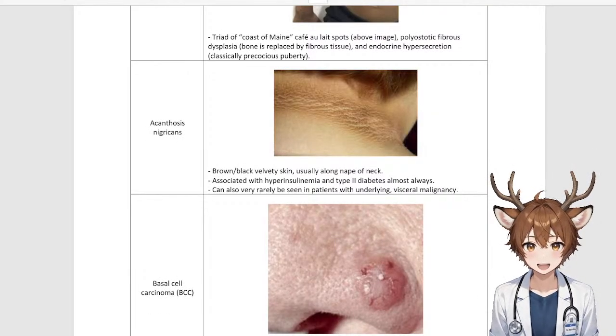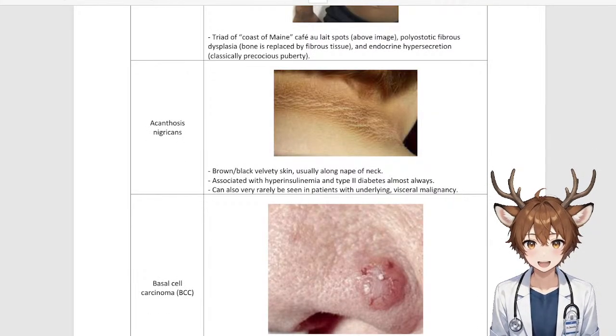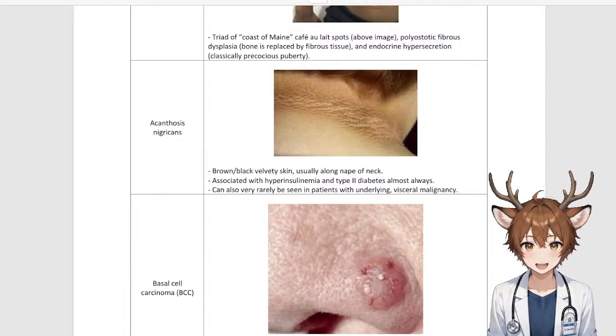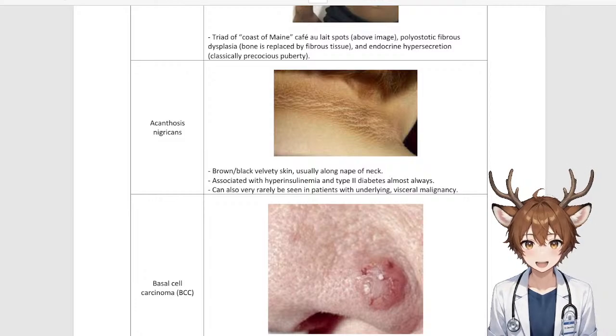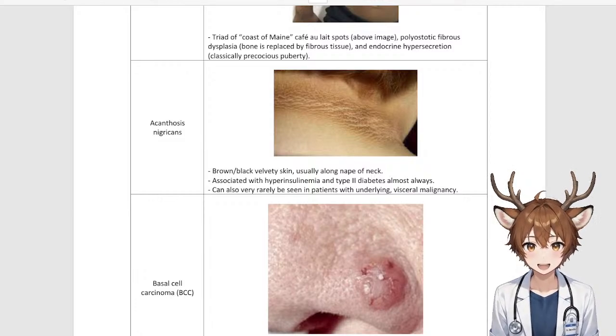Acanthosis nigricans. Brown/black velvety skin, usually along the nape of the neck, associated with hyperinsulinemia and type 2 diabetes almost always. Can also very rarely be seen in patients with underlying visceral malignancy.